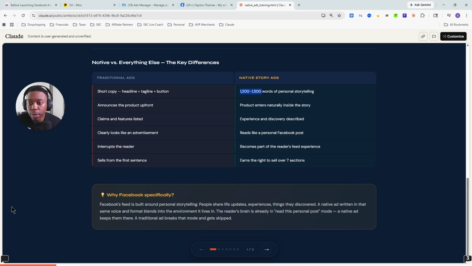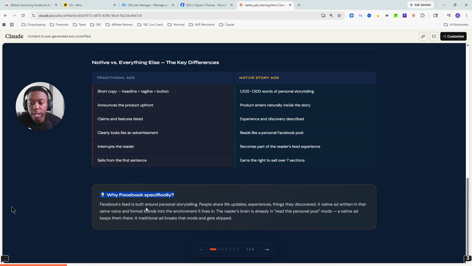All right. So furthermore, traditional ads announce the product up front. In native image ads, products enter naturally inside the story. They kind of get just dropped in and placed in. Claims and features listed, experience and discovery described. Clearly looks like an advertisement versus reads like a personal Facebook post. Interrupts the reader, versus becomes a part of the reader's feed experience. Sells in the first sentence, versus earns the right to sell over 7 sections. And we'll talk about those sections in just a moment.